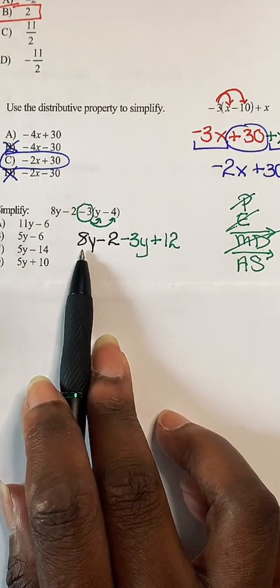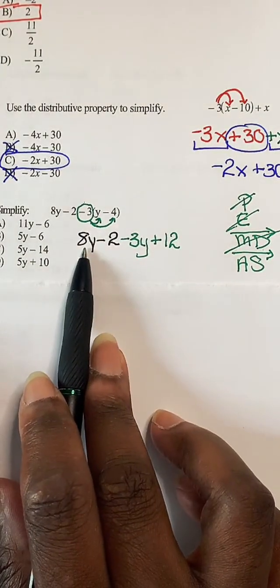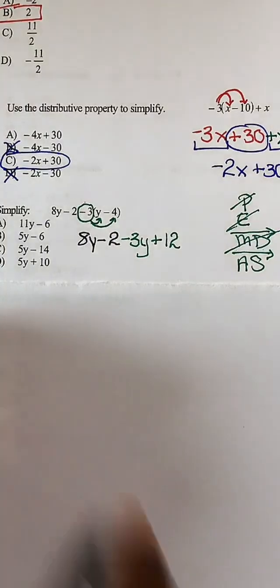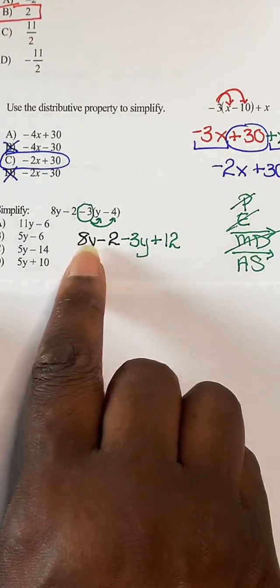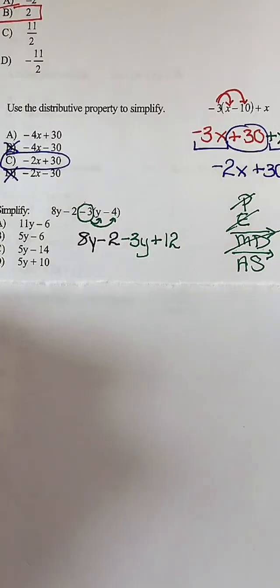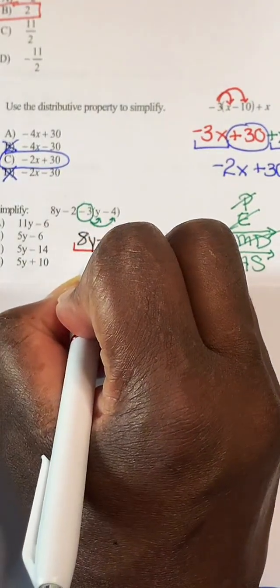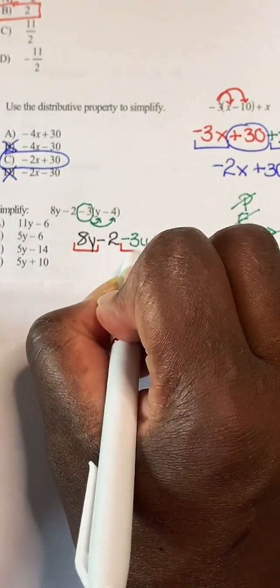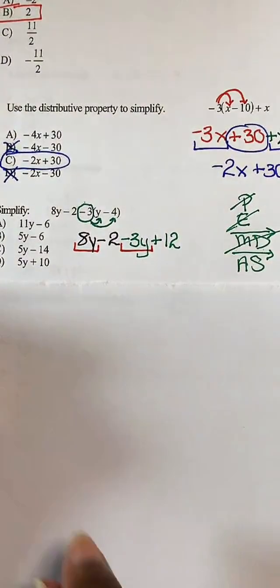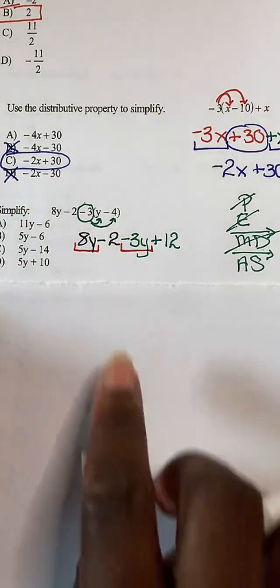Okay, so we took care of that. There are no other divisions going on. Now we just have nothing but addition and subtraction, so the M and D is done. Now, from left to right, we're looking at addition and subtraction, so we're starting from the left.